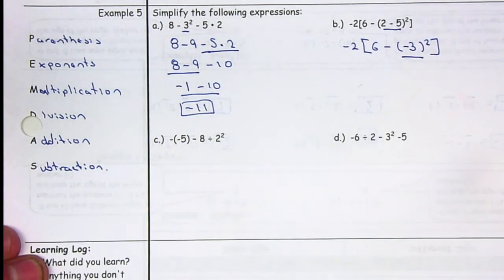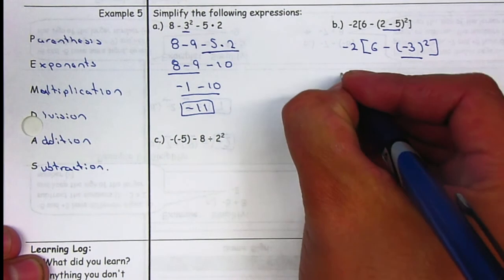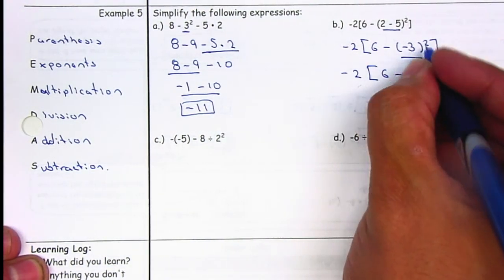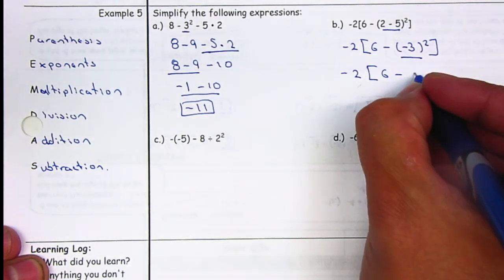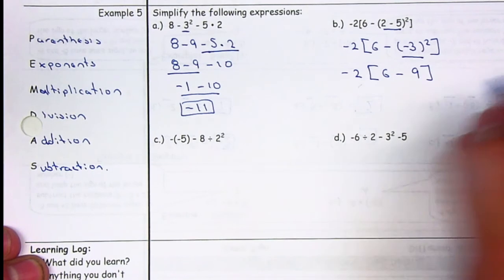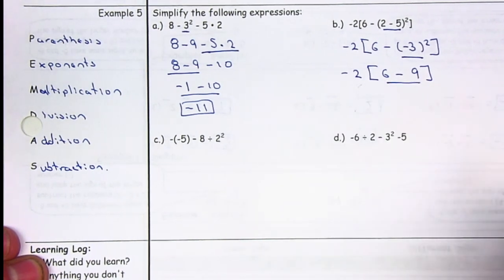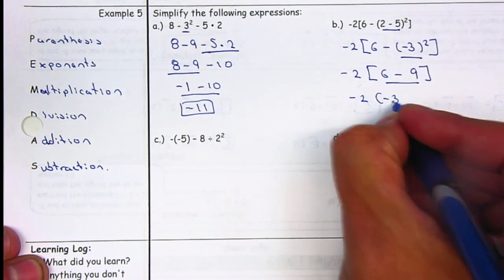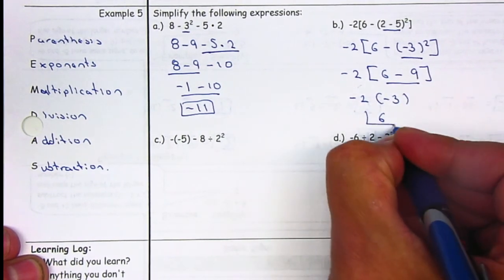We're going to be working on the exponents first. Negative 2, 6 minus, negative 3 squared is negative 3 times negative 3 is positive 9. Notice that I no longer have the parentheses. Simplify what's inside. Negative 2, this will give me negative 3, and this will give me a positive 6.